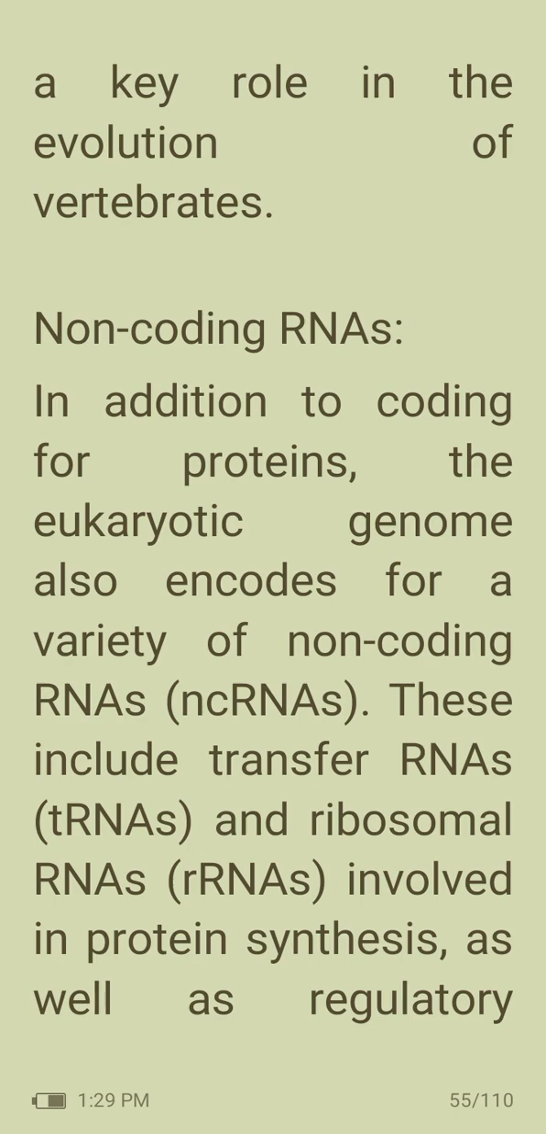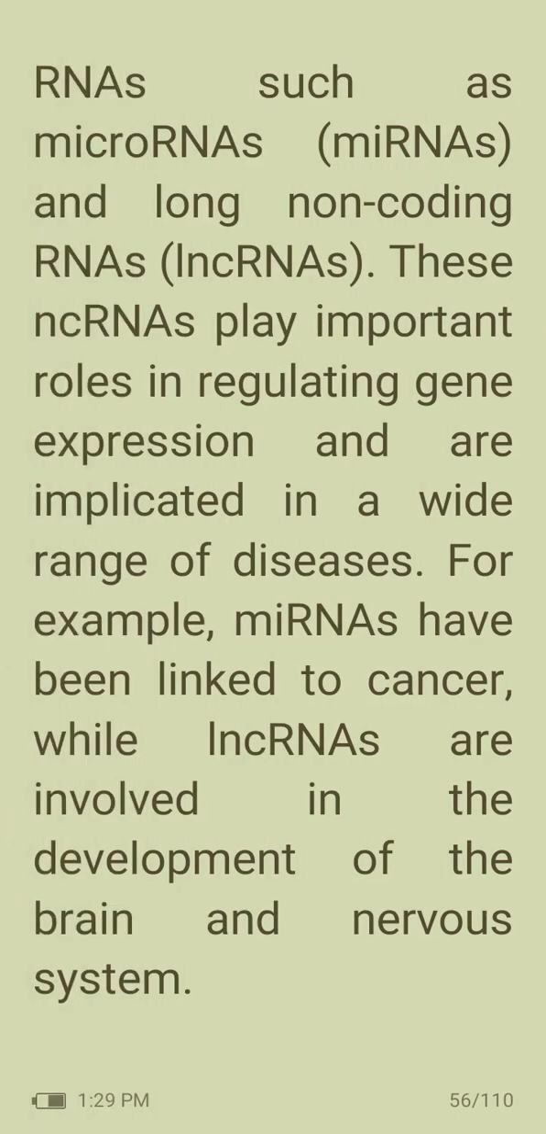Then non-coding RNAs. In addition to coding for proteins, the eukaryotic genome also encodes a variety of non-coding RNAs, or ncRNAs. These include transfer RNAs, tRNAs, and ribosomal RNAs, rRNAs, involved in protein synthesis, as well as regulatory RNAs such as microRNAs, miRNAs, and long non-coding RNAs. These ncRNAs play important roles in regulating gene expression and are implicated in a wide range of diseases. For example, miRNAs have been linked to cancer, while lncRNAs are involved in the development of the brain and nervous system.